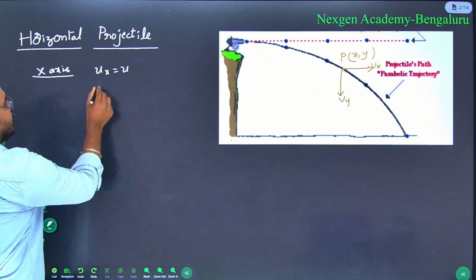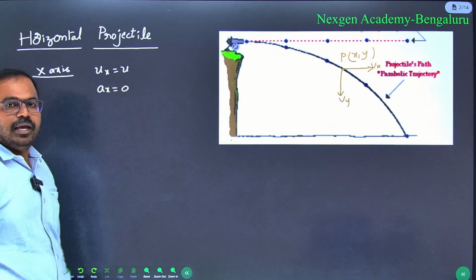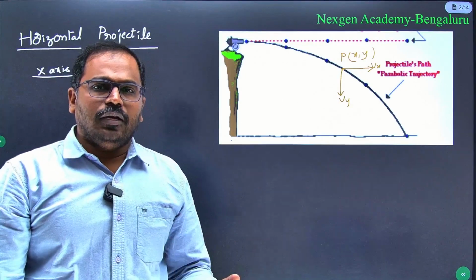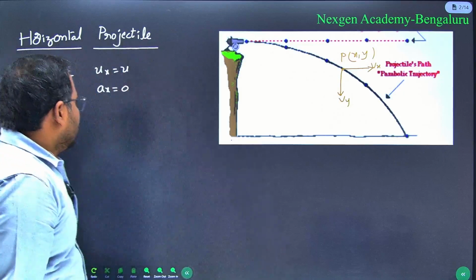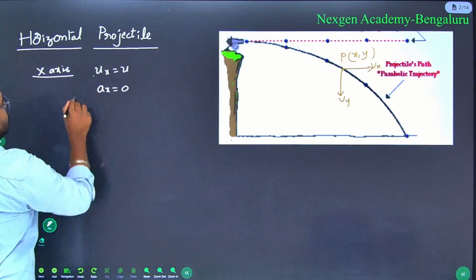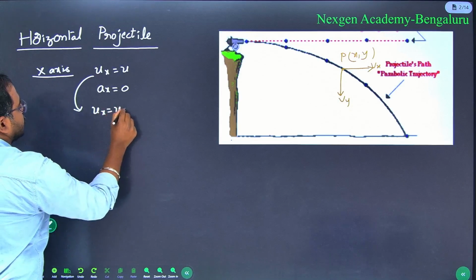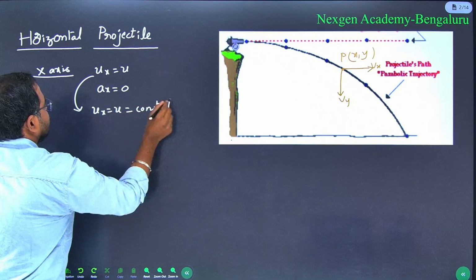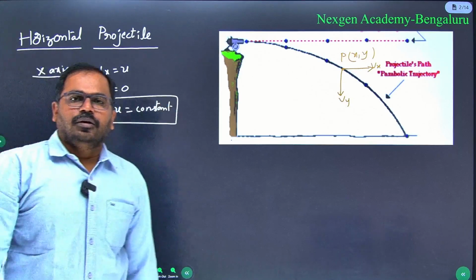And what is the acceleration? Along the horizontal direction, the body does not have any acceleration because we are not providing any force on that. Therefore, acceleration is equal to 0. Acceleration 0 means immediately you can write that horizontal velocity is equal to constant because there is no acceleration. In this case, the horizontal velocity remains constant throughout the motion of the body.